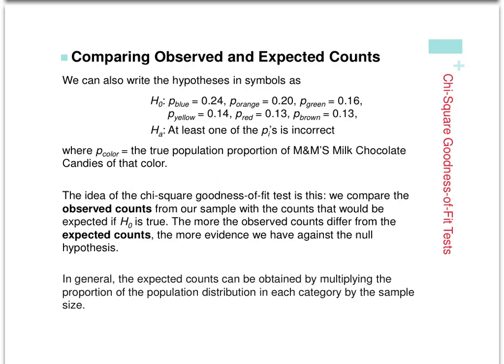So in this case, we can write it with the candies this way. You can write it with all the proportions and actually write the numbers and then say at least one of them is not correct. Or you can write it like you did in the last slide, saying that all the distributions are what they expected, or that one of them is not. Okay. Then we're going to compare the observed counts and the expected counts.